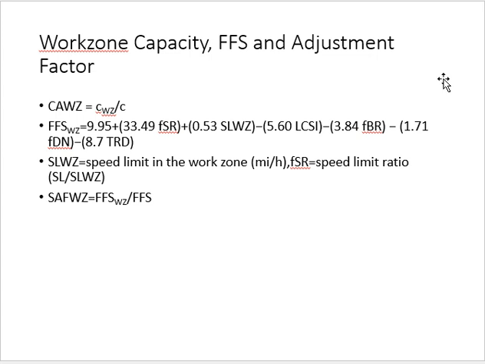Okay, so these are already discussed, and we have TRD. TRD stands for total ramp density. What are the units? Ramps per mile. Units are ramps per mile. Okay, how do you find it?